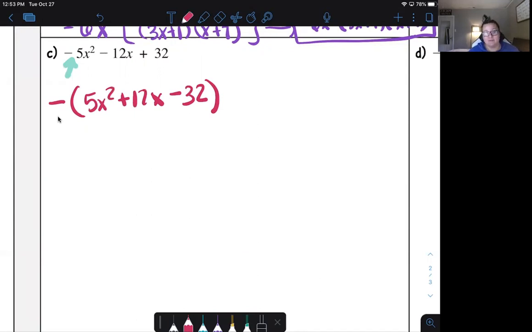Now go ahead and factor by grouping. You're going to multiply 5 times 32, make a factor tree for that number, find factors that add or subtract to give you 12x, rewrite it using 4 terms, and then use your factor by grouping. So press pause and then press play when you're ready to check your work. Give it a shot.